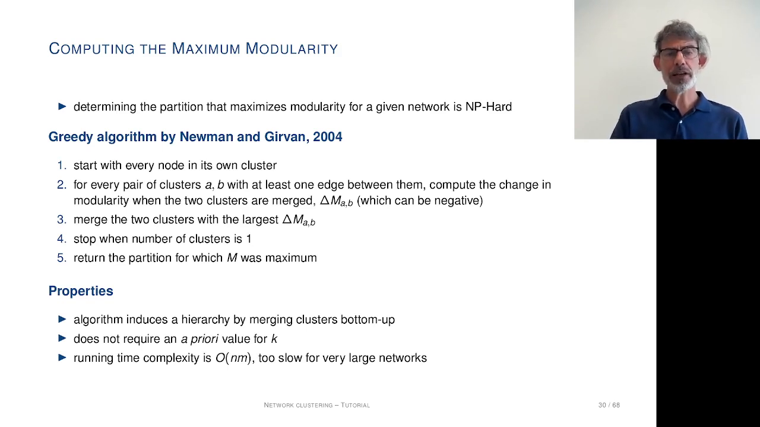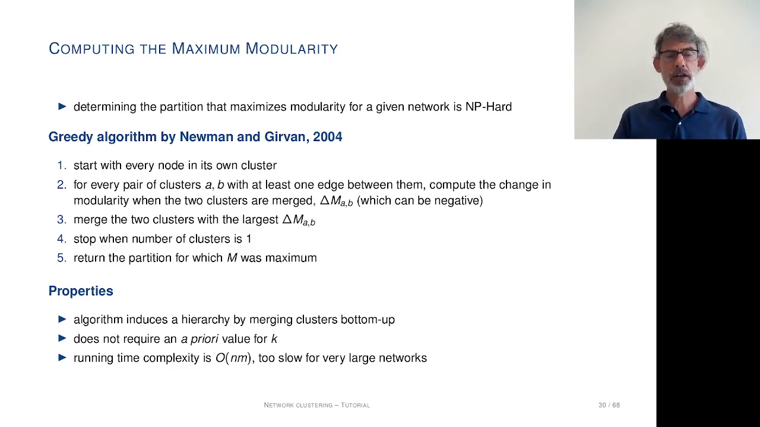And then after merging, I go back to step 2, and I continue doing this until the number of clusters is 1, and then I stop. The algorithm returns the partition for which M was maximum. Properties of this algorithm: the algorithm induces a hierarchy by merging clusters bottom up. Note that at each iteration, I reduce the number of clusters by 1 by merging one cluster into another. The algorithm does not require a priori knowledge of k. It starts with k equal to n in the very first step, and it ends with k equal to 1, and it returns the k for which modularity was maximum.